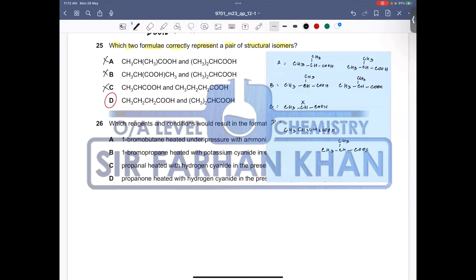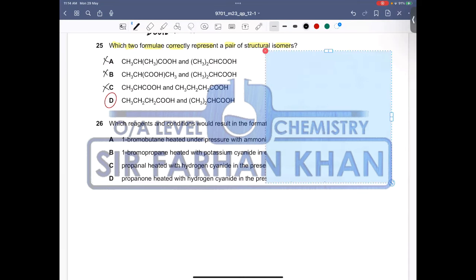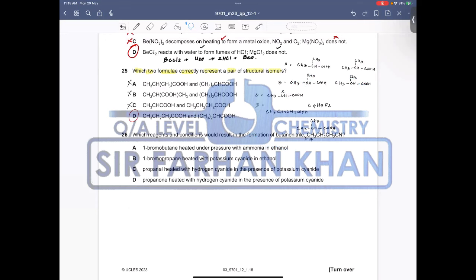And this is COOH. Yes, both of them have molecular formula C4H9O2. Here also C4H9O2. So both of them have the same molecular formula but different structural formula, which means both of them are structural isomers of each other. Okay, much better. This is C4H9O2.